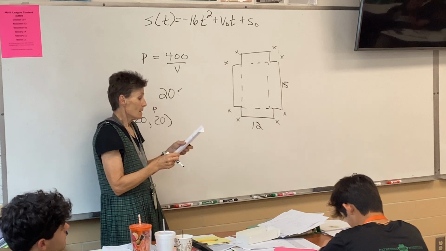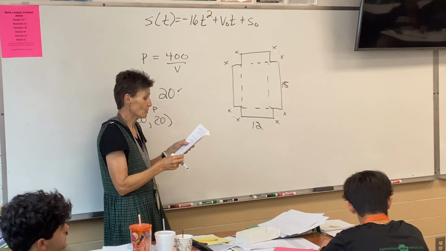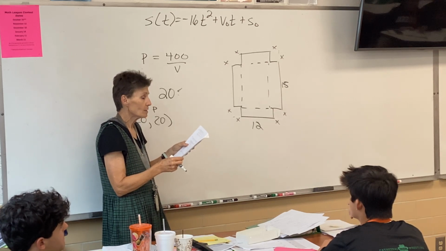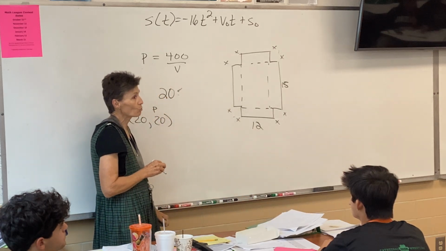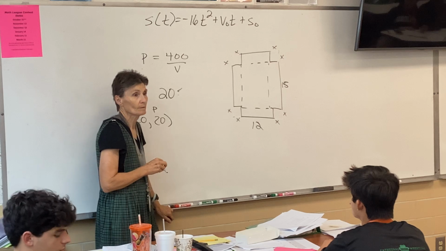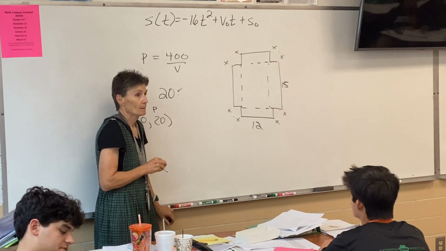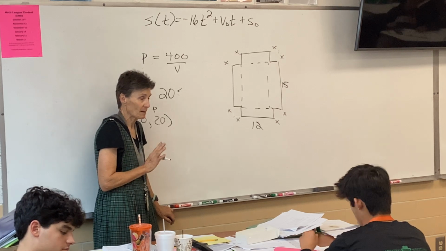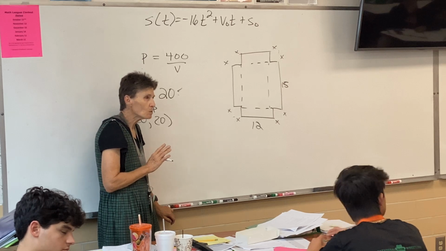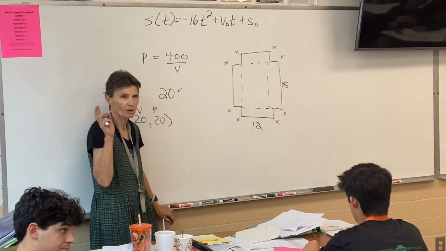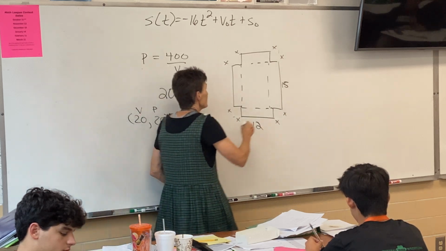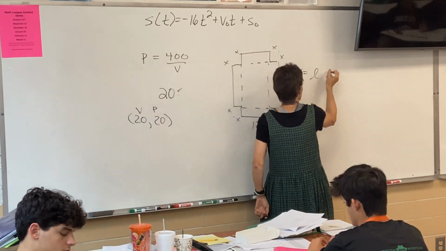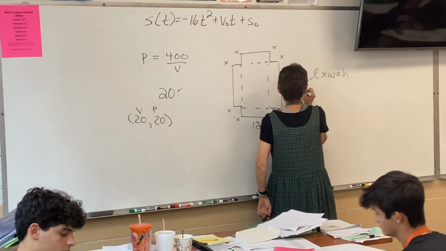Alright. What size corners should be cut out in order for the volume of the box to be 125? Now let's think about this for a second. How do we find the volume of the box? What's our formula? Length times width times height. So volume is length times width times height.